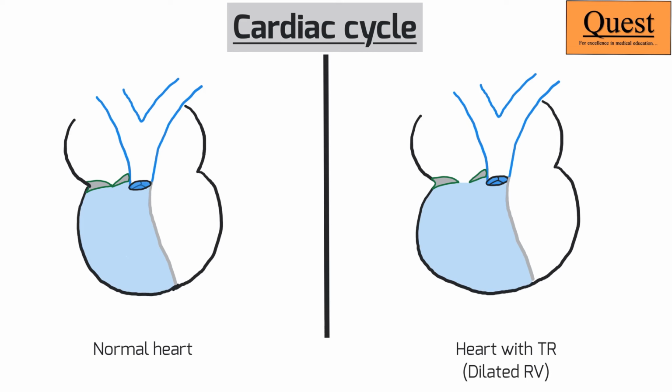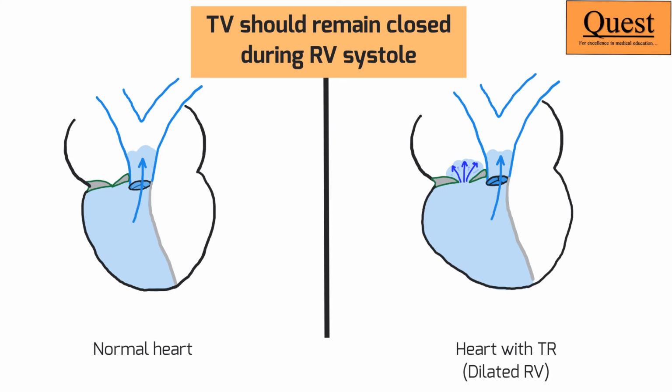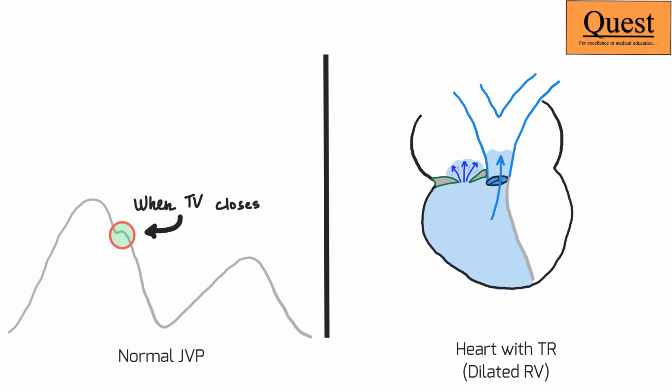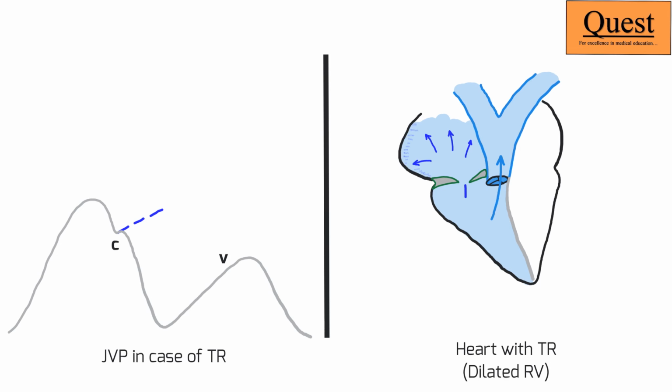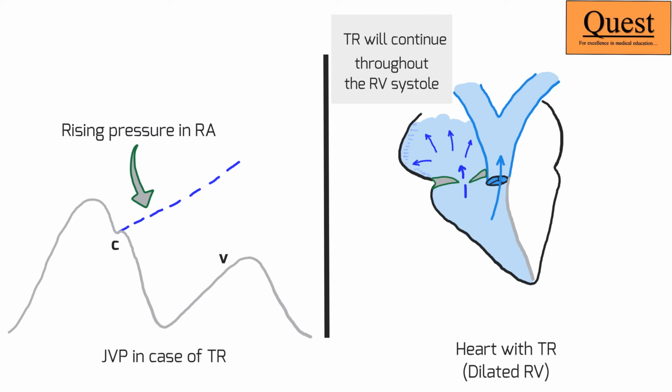Now, when do you think this leaking is going to start? Obviously, as soon as my RV starts contracting. So as my right ventricle starts contracting, ideally I should have had an isovolumic contraction, which was the point of the C wave. But in this patient, instead of having a C wave, I would see a jet of blood going from the RV into the RA. This will start mounting up the pressure in the right atrium, and as long as my ventricle is in systole, I am going to see a positive waveform rising in the right atrium.